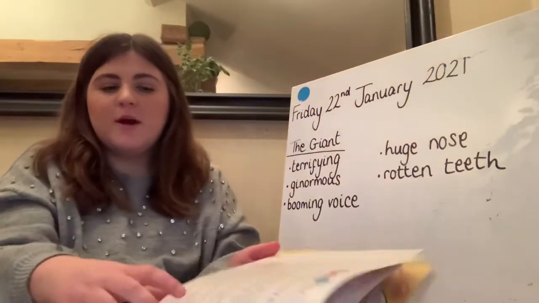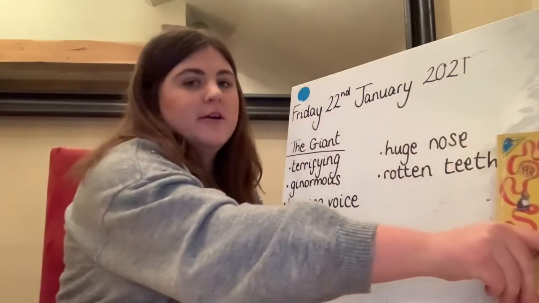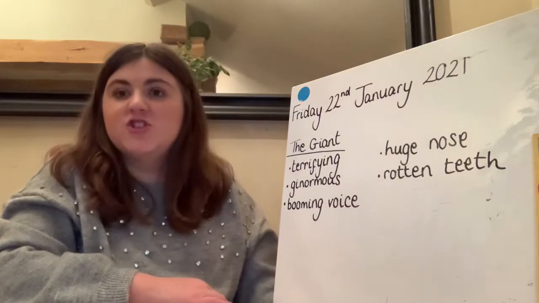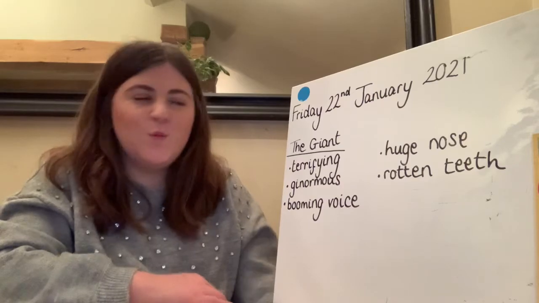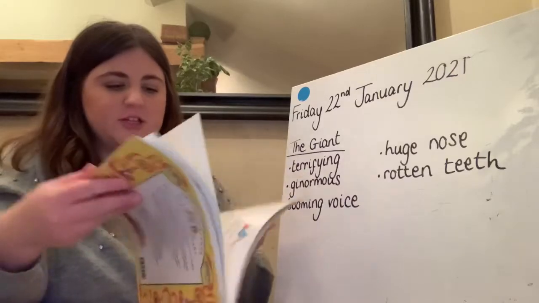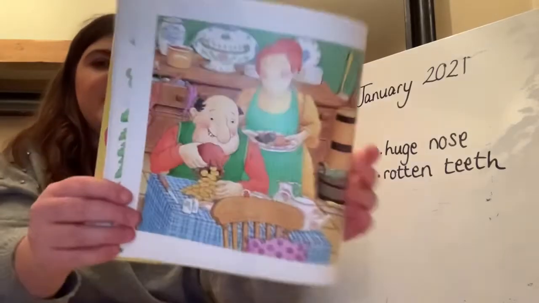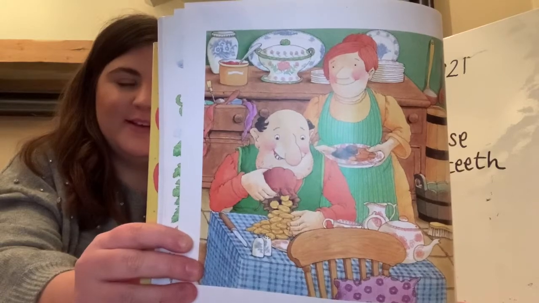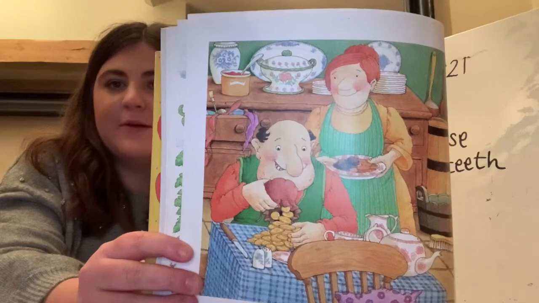Now, what we are going to do today is think about the giant together. The giant in the story. Now, can you remember what the giant looks like? Let's see if we can find a nice clear picture of the giant. Okay, here he is, opening his bag of gold. Have a good look at the giant and tell me what you can see about him.